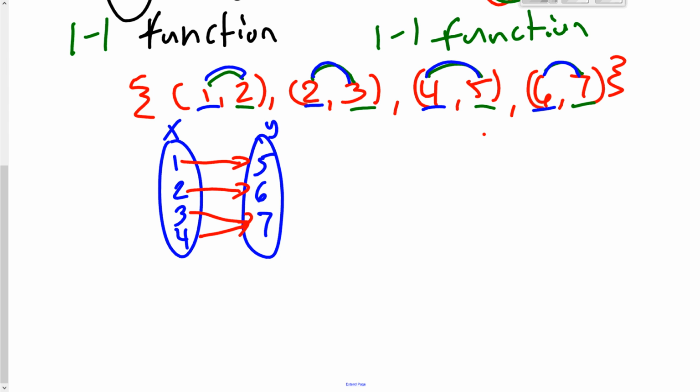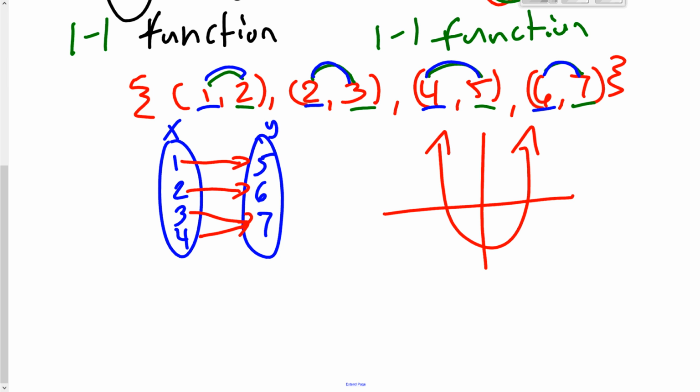It's kind of like a quadratic, right? A quadratic is a function, because it passes the vertical line test, right? If we draw vertical lines, it only crosses once. Once, once, once, once. The graph only crosses the vertical lines once, so therefore it's a function. So this is a function.